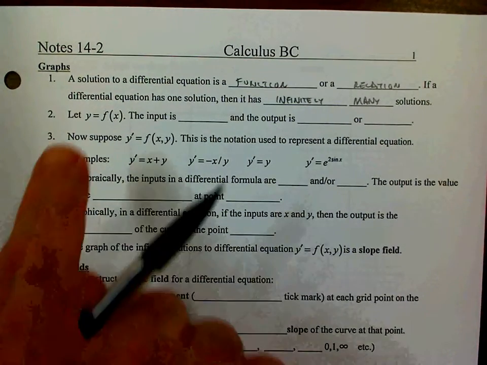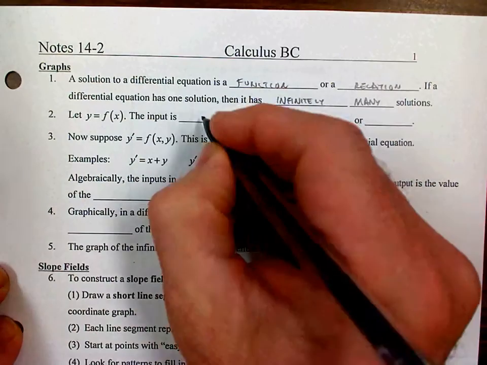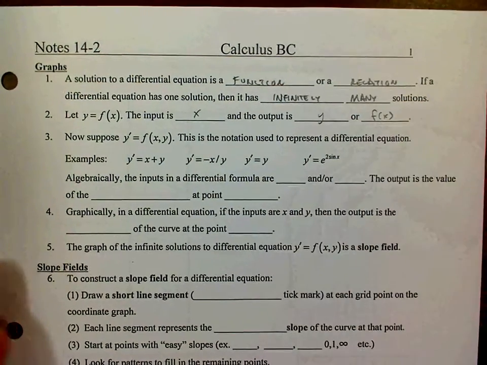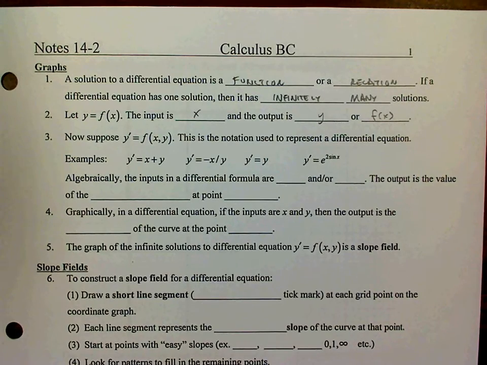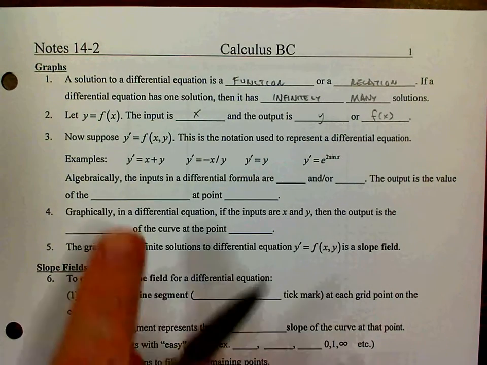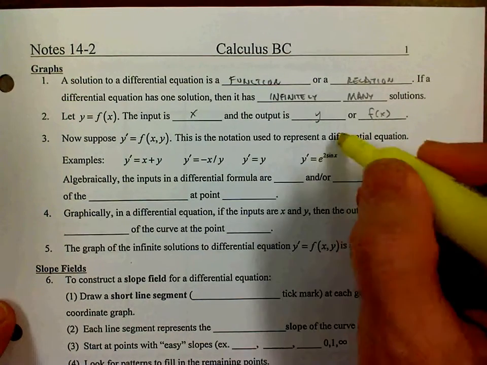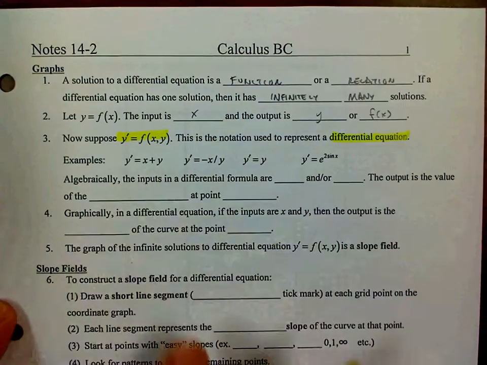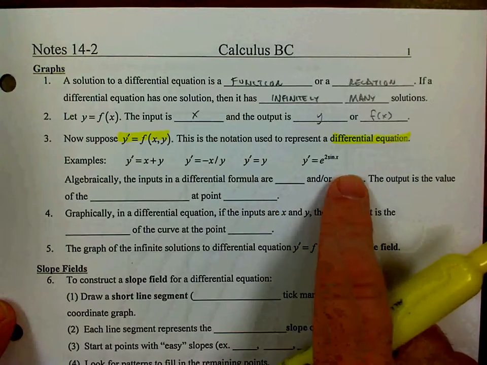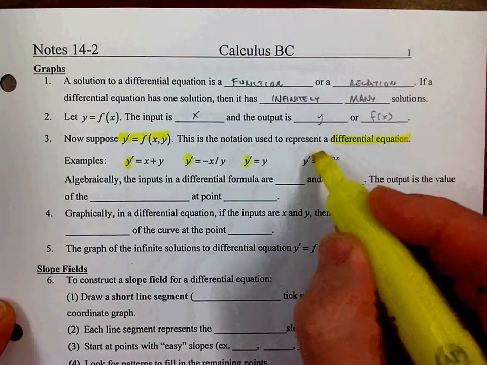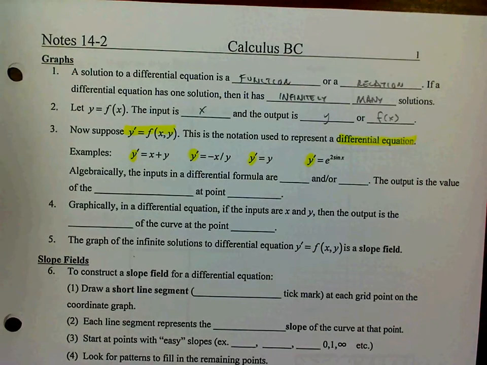If we have y equals f of x, the input we know is x, and the output is going to be y, or we use the f of x function notation to show the same thing. Now, let's suppose we have y prime equals f of x and y. We use that notation to represent a differential function. For example, you can see we have 4 of them listed here. Each one of these is a differential equation.